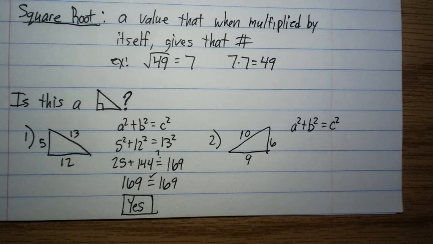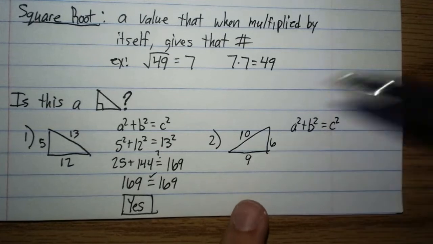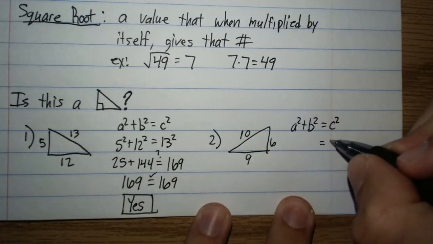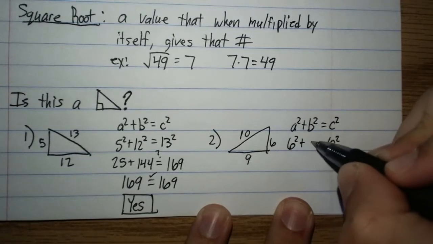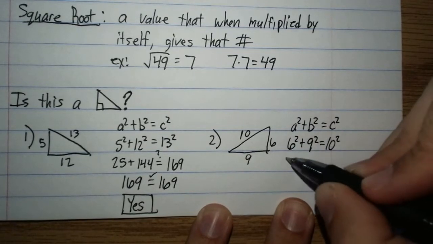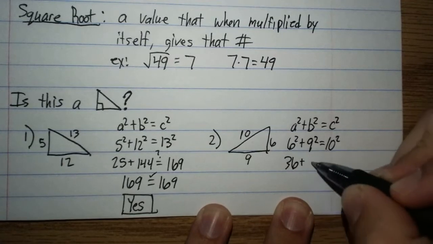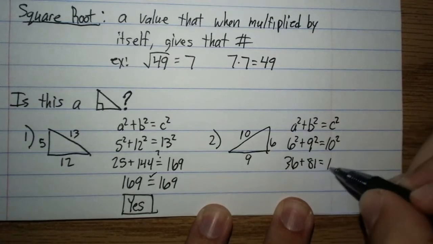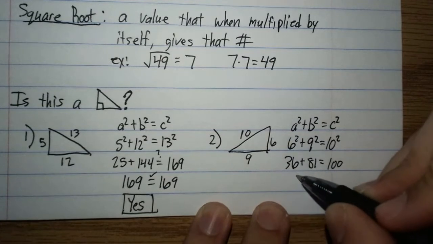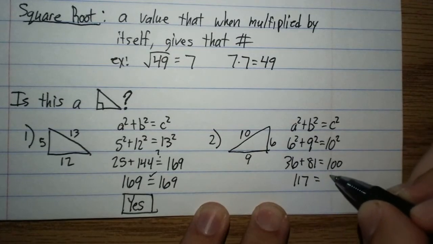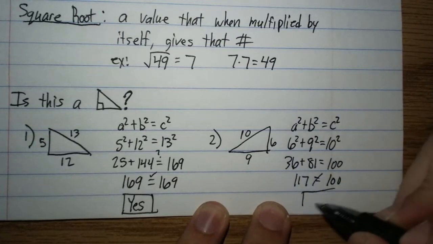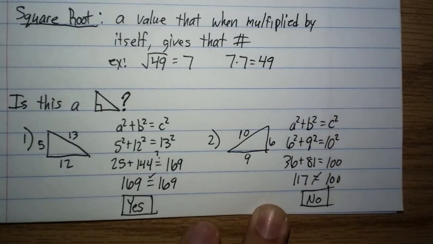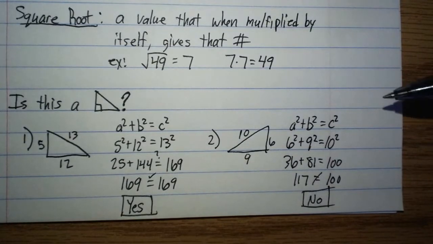Now remember, that longest side there, that 10 has to be the longest side. The others do not matter. 6 squared is 36, 9 squared is 81, 10 squared is 100. 36 plus 81 is 117. 117 is not equal to 100, so no, this is not a right triangle.